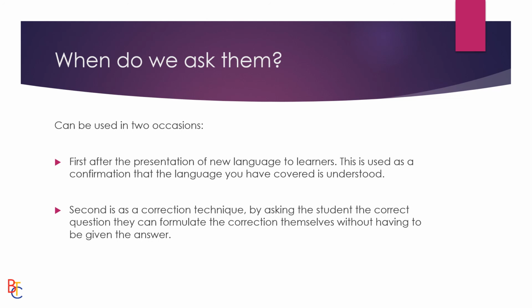The second, and the one I like the most, is as a correction technique. So if someone has said something where the meaning is not completely understood, you can throw a concept checking question at them to see if they can self-correct. It's so helpful for people to be able to self-correct, because in real life that's what's going to happen. They won't have a teacher next to them, or they won't have their peers next to them who can give them the correct answer. They'll need to think about it, and it also allows them to think about the language in a more direct way.